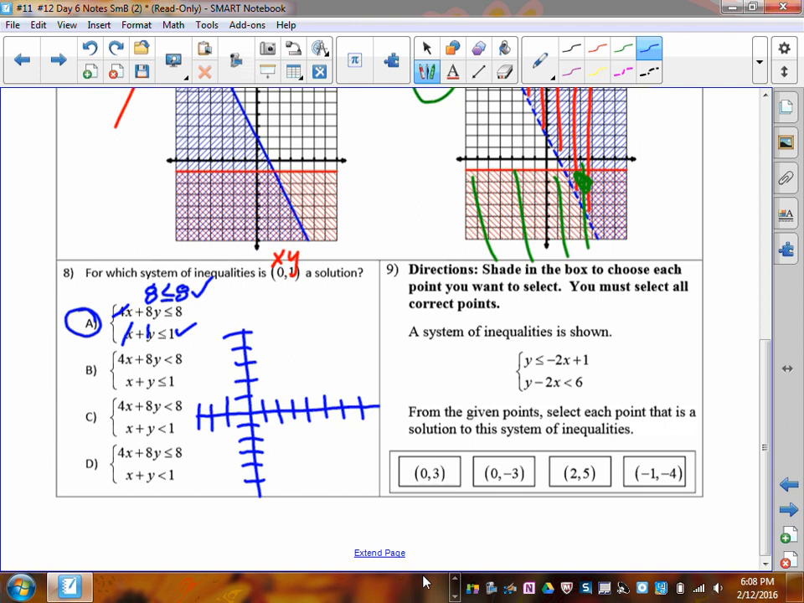Alright, so if I graph my first line, y is less than or equal to negative 2x plus 4. The y-intercept is 4, and then my slope is negative 2, so down 2 over 1, down 2 over 1. That gives me a rough little sketch here. It's a solid line, and it's shaded below.